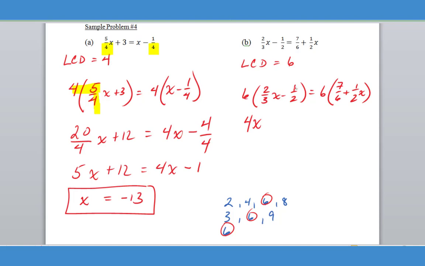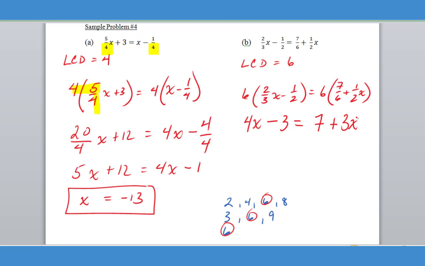Then I have 6 times 1 is 6, divided by 2 is 3. And, of course, we had a negative there, so that's technically a negative 3. Now, this is pretty simple because the 6's are going to simply cancel out. But let's watch what happens. 6 times 7 is 42. 42 divided by 6 is simply 7. And now 6 times 1 is 6, divided by 2 is 3. And, of course, we're bringing the x with that.